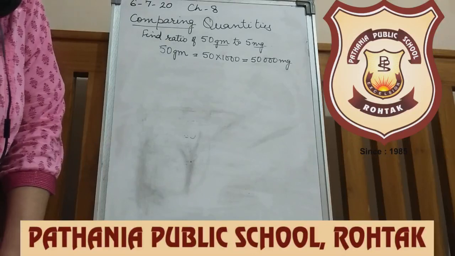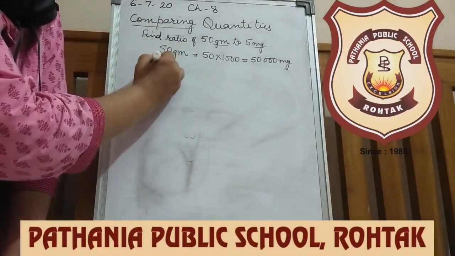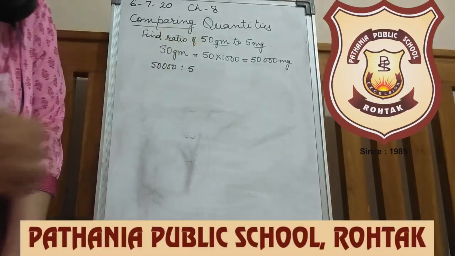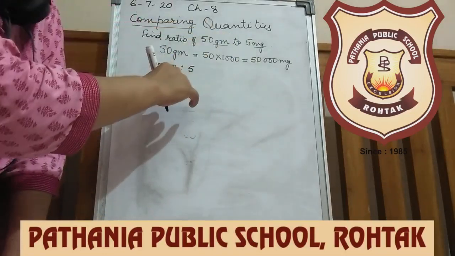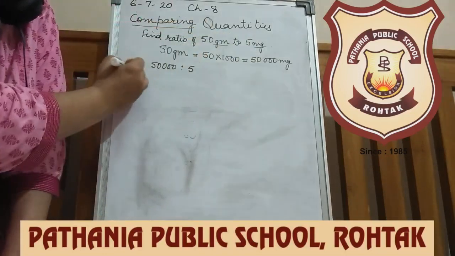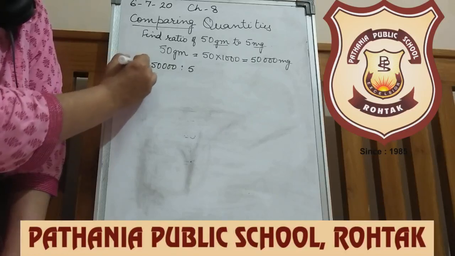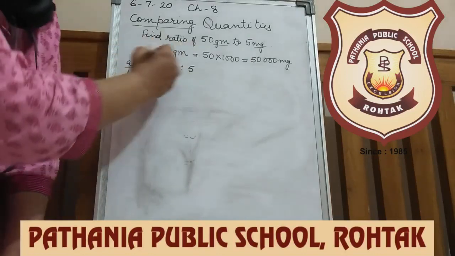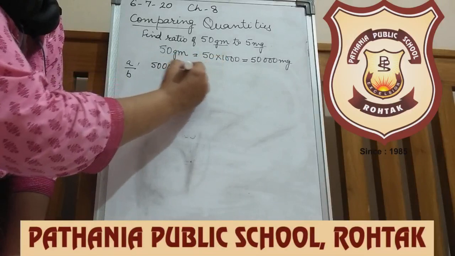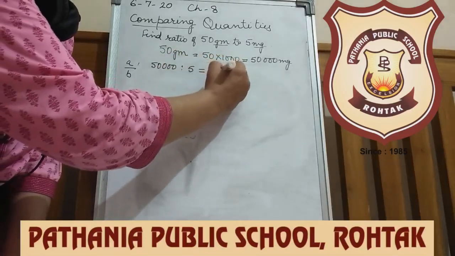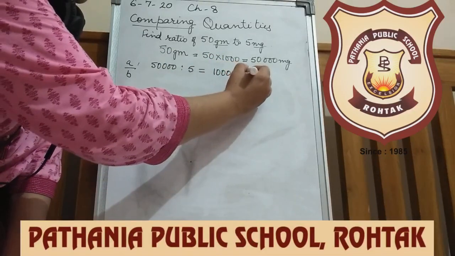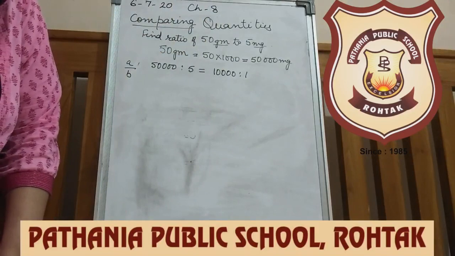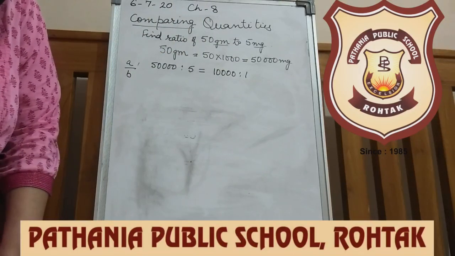Is this okay? And now 50,000 is to 5. Now why have I not written milligram here? Because when I am writing this in A upon B form, they will get cancelled. So there is no need to write. And now the HCF of these two is going to be 5 only. So this is 10,000 is to 1. This is your way to find the ratio between the two numbers.